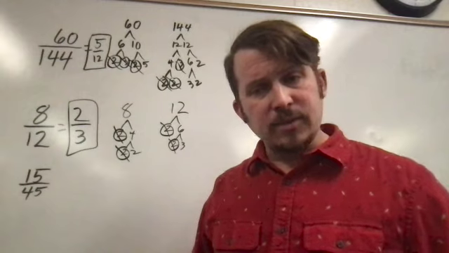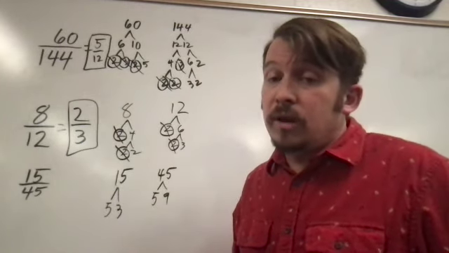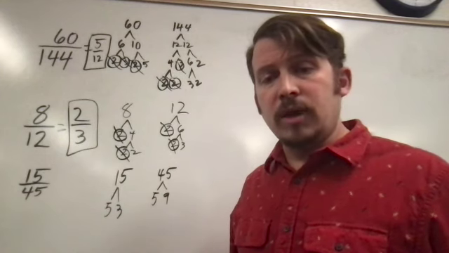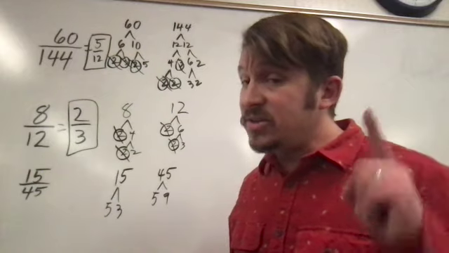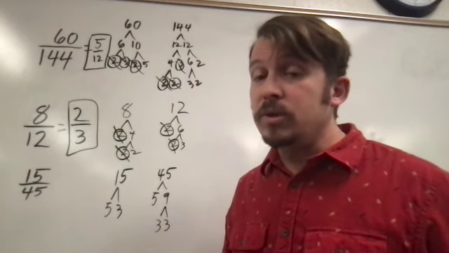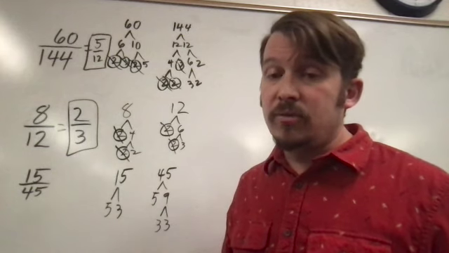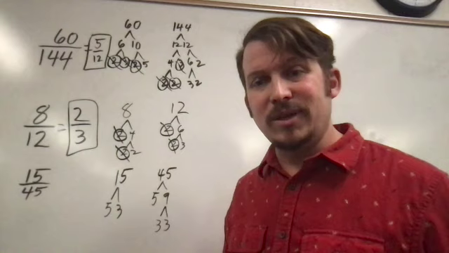Anybody want to guess on this last one? I bet you can. 15 factors into 5 and 3. 45 factors into 5 and 9. What about that 9, though? It's not prime. 9 factors into 3 times 3, which means 3 times 3 times 5 is 45. But 5 times 3 is 15.